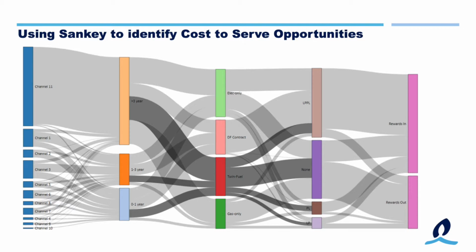Starting from the left, we have our sales channels, just labeled them here, channel 1 to 11. And the width of the band flowing to the right is proportional. So there's more within channel 11, at the top there, flowing into year 3. The second category, we have the tenure of our customers. So each bar is a category of tenure. Then we have the product mix, and then some additional attributes on level pay and paperless billing.